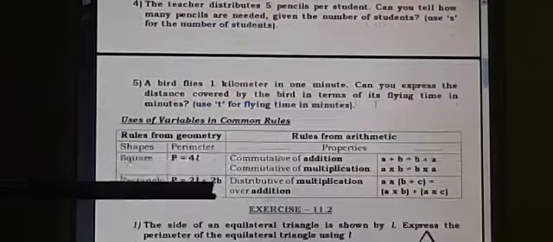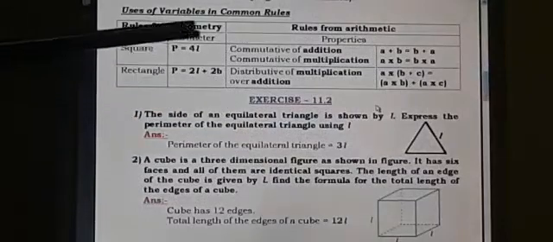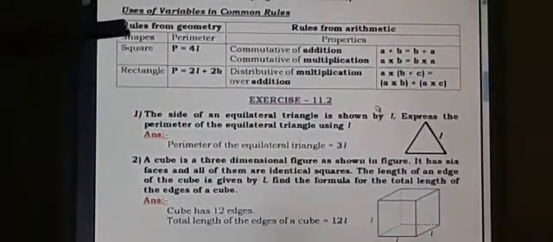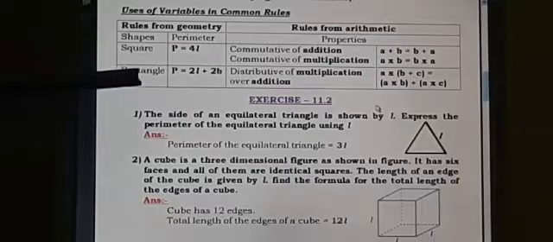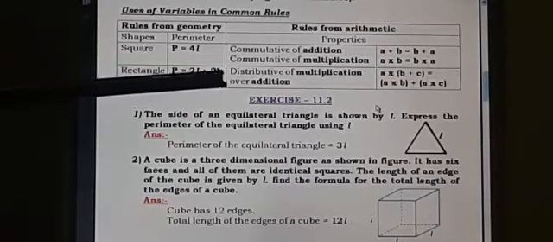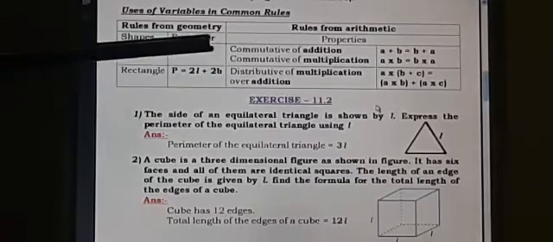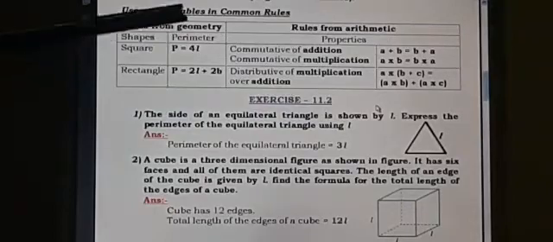Next, use of variables in common rules. How are we using the same variable in common rules? In geometry, we have already seen the formulas. Perimeter of a square, P equals 4l. Perimeter of a rectangle, P equals 2l plus 2b. Like that, in arithmetic also we can use variables.